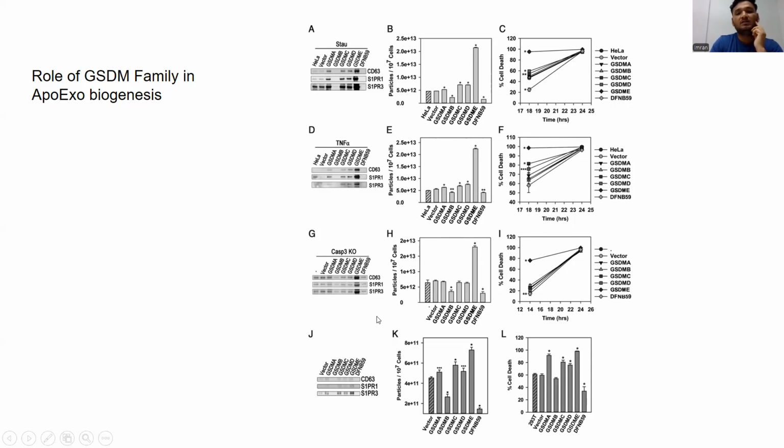Interestingly, the effect of gasdermin E persisted in the caspase-3 knockout cells, even though gasdermin E is known to be cleaved by caspase-3. When the caspase-3 knockout cells were subjected to cell death, the amount of particles released was still higher, and cell death was also maximum with gasdermin E compared to the other gasdermin family members. It concludes that gasdermin E can also be cleaved by caspases other than caspase-3.